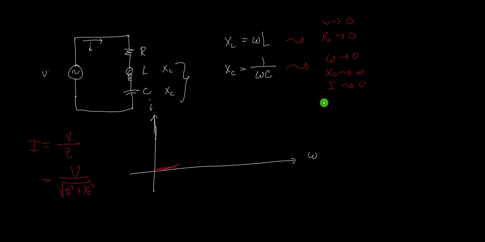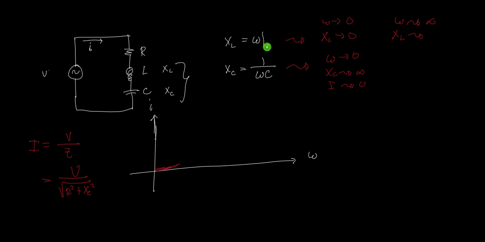Then if we increase the value of our frequency, what will happen if we try to increase omega? So approaching this time, instead of zero, omega is approaching infinity. And then what will happen with our XL when omega approaches infinity?